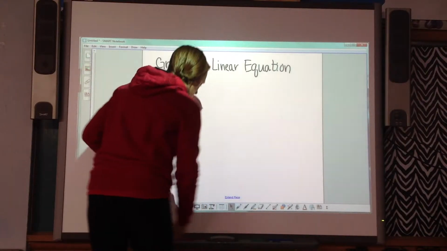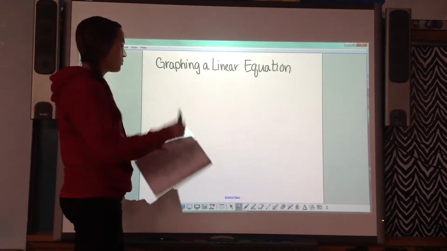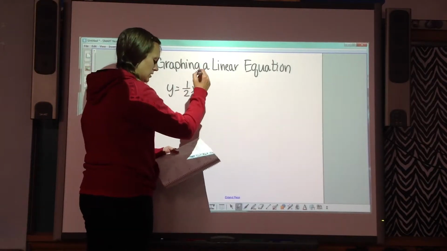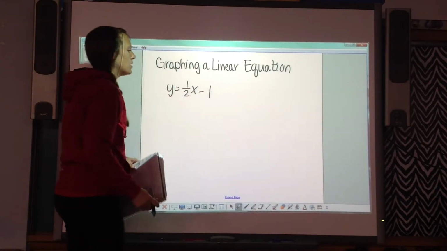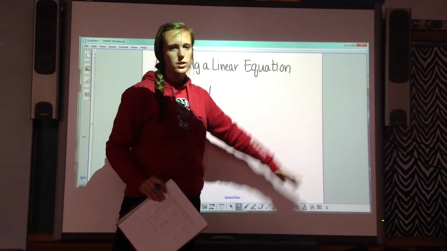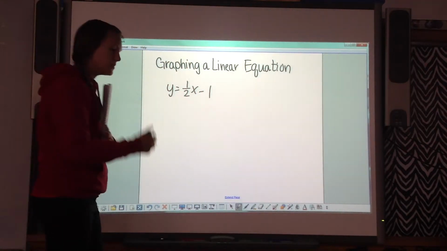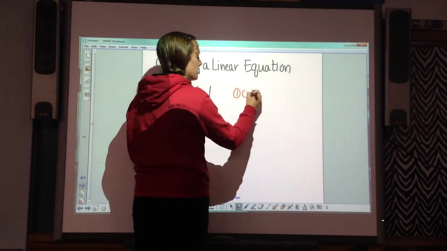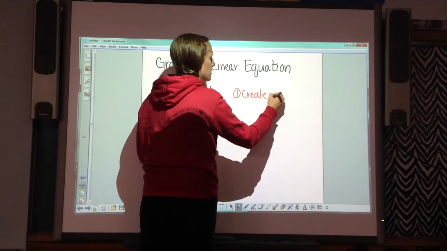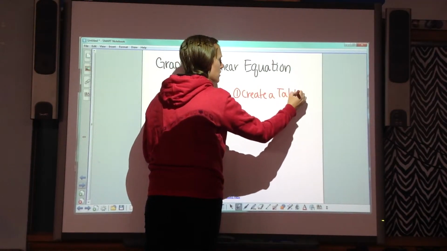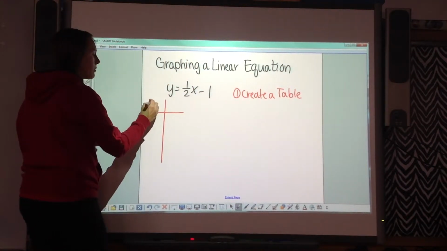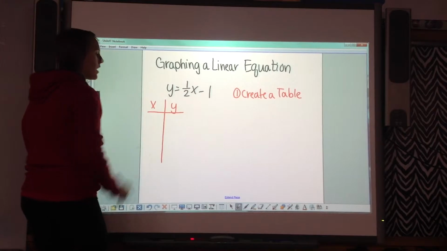Okay, so let's start with y equals 1/2 x minus 1. I'm going to write a set of steps over here so we can follow along, so you can do this in the future. Your first step is to create a table. So I'm going to set up a T-chart here, and I'm going to have inputs and outputs, and I'm going to have x's and y's.